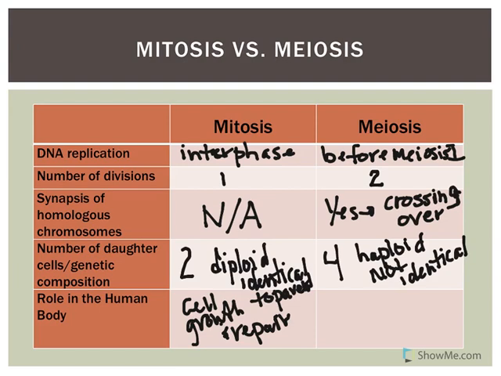But meiosis is needed for gametogenesis, which is the formation of the gametes. And this is important, it introduces genetic variation.